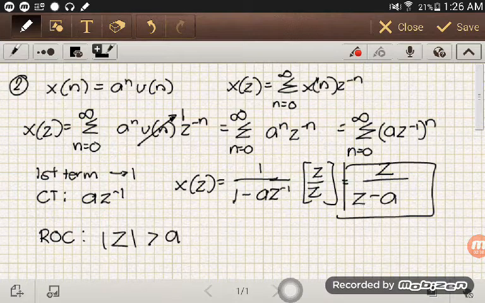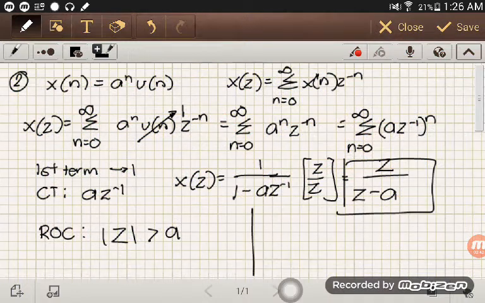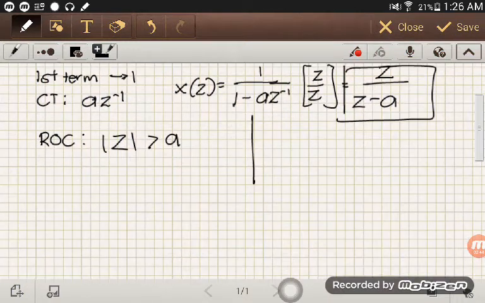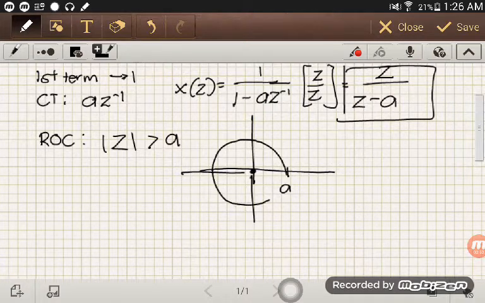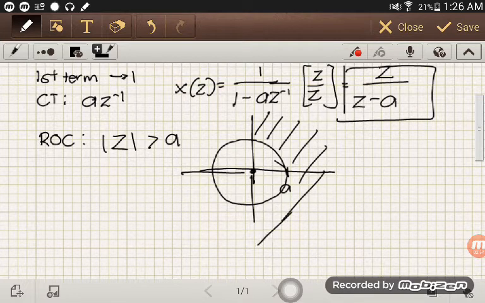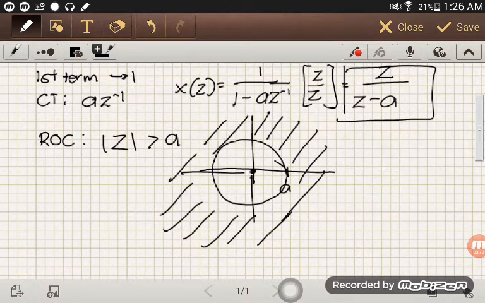Given that, we know that your region of convergence is the absolute value of z greater than a, since this is a right-side transform. So how do you draw your region of convergence? This is your frequency plot. So this is a, this is 0. Draw a circle here. Your region of convergence is outside, or greater than a.